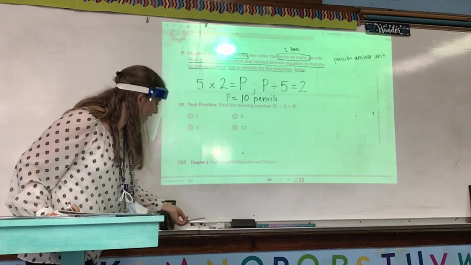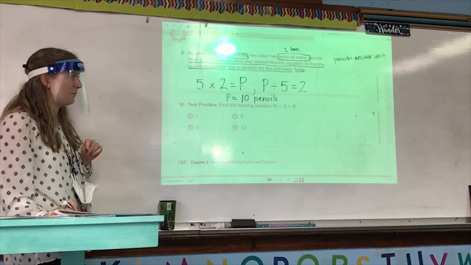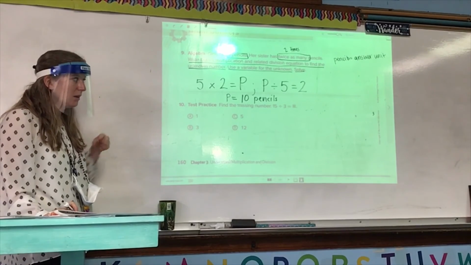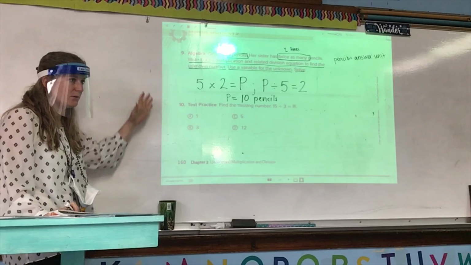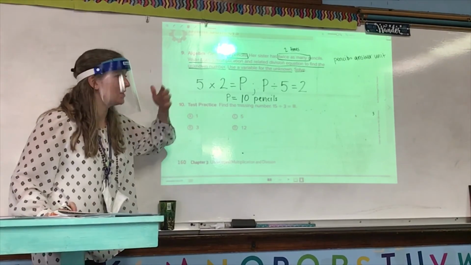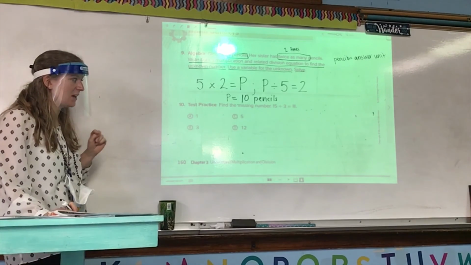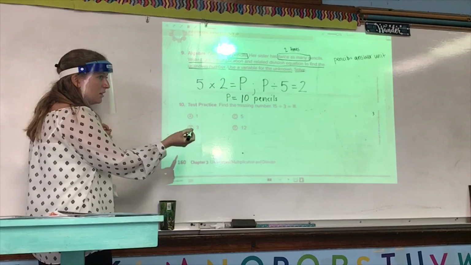Okay. Zadie, number 10, it says test practice. Find the missing number. 15 divided by 3 equals unknown. This is a basic fact. It doesn't tell us to use repeated subtraction. We're not doing a lesson where we're learning a new strategy. That means if it's a basic fact and you know it, you can just solve it. 15 divided by 3 equals 3.